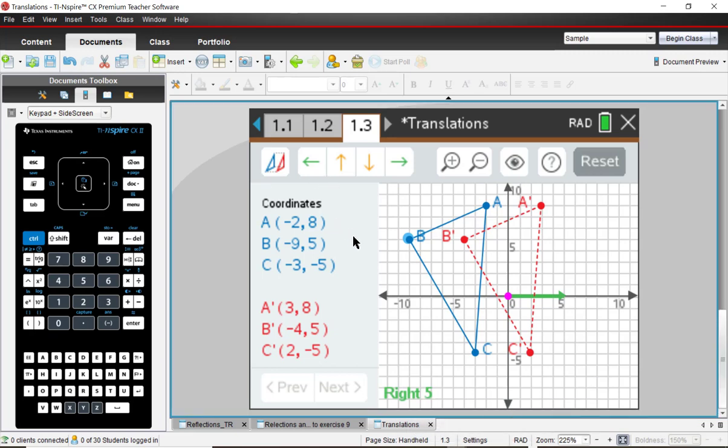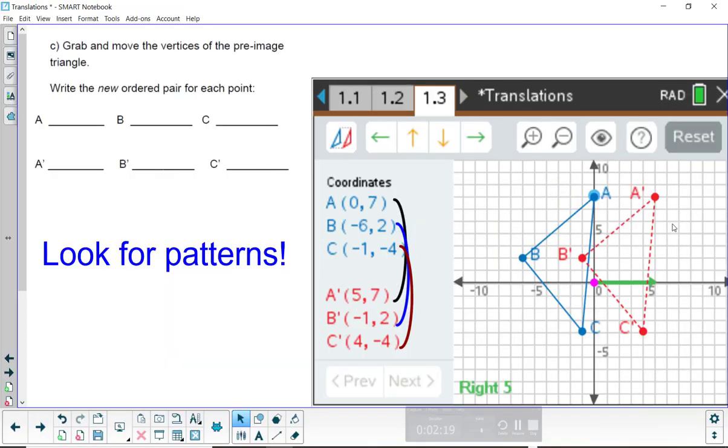All right, hopefully you're noticing a pattern between the corresponding vertices. Another set that you could look at right here. Now you may have different ones than I have, so the answers will vary. I'm not listing them here because there could be a whole bunch of different ones. We could all have different ones.